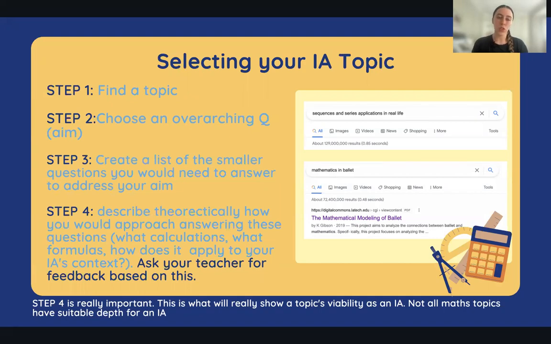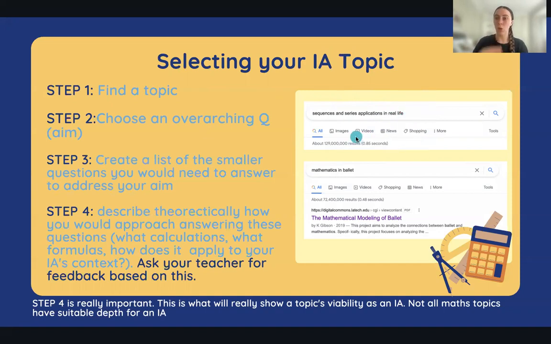So the first one was to find a topic. And the way that I did this is that I used Google and a little bit of my imagination in 2 ways. So the first way was to pick a topic from the textbook. So let's say sequences and series, or probability, or statistics, or functions, or whatever, and just put in real life afterwards, or applications, something like that.